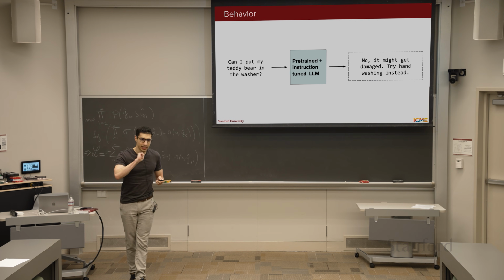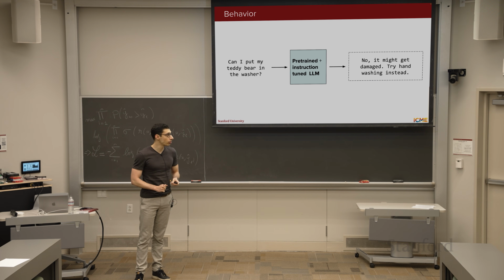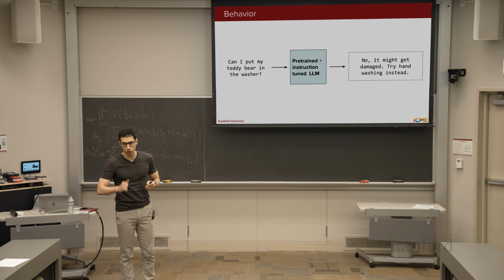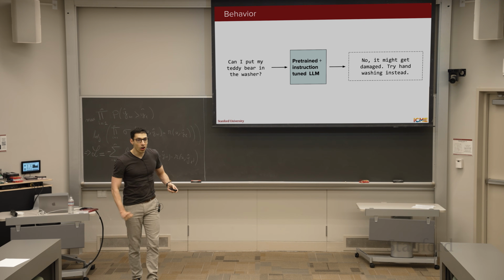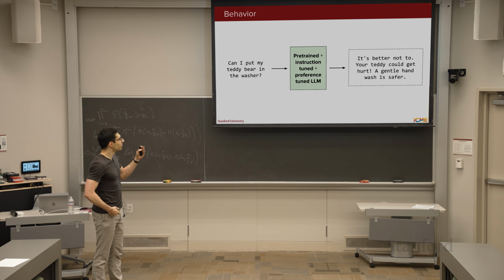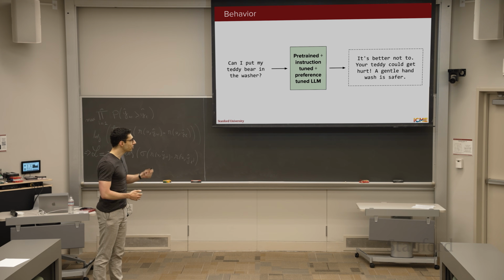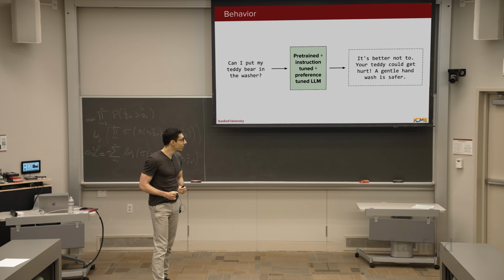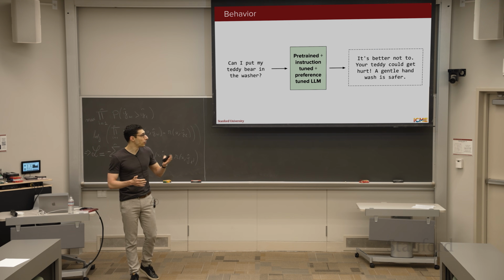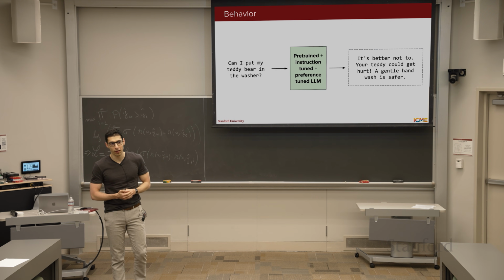And this is exactly what the preference tuning stage is about. We don't want to learn new facts. We want to focus on the existing distribution of completions and align what the model should return with respect to what the human prefers. So on this intuition, the preference-tuned answer could be a gentler one. It's better not to. Your teddy bear could get hurt. Gentle hand wash is safer. So it's conveying the same points, but in a tone that sounds much better to the ears of the person who asks.